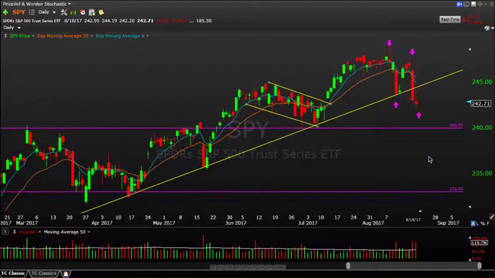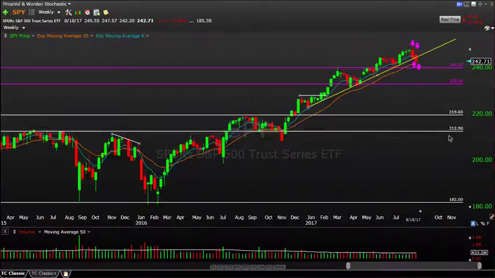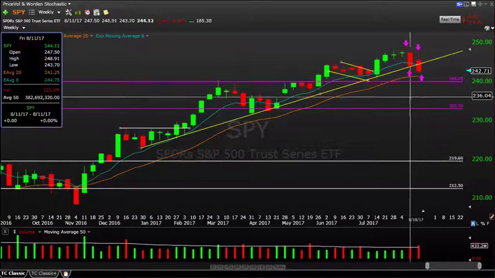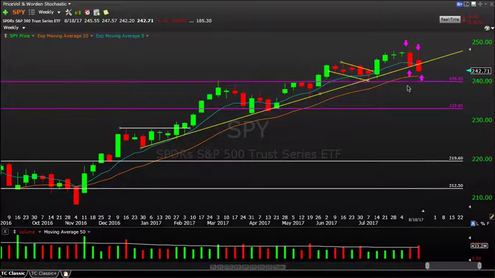If we look at this bigger picture now, this 240 level was support back in early July, end of June. That's where the market bounced and got this nice rally to new highs. If this selling continues, we're going to want to pay very close attention to this 240 level, because going to the weekly chart, this is going to coincide with multi-month support, and this would be a very big change in character.